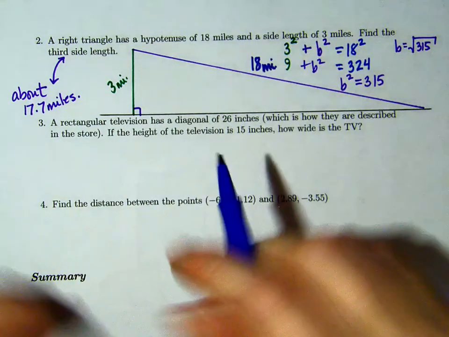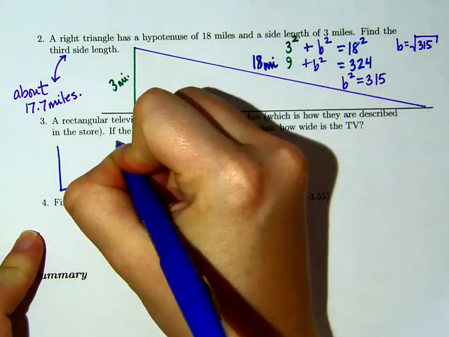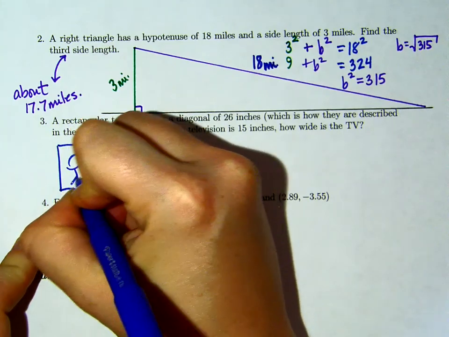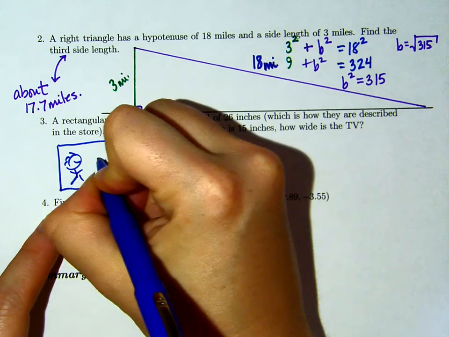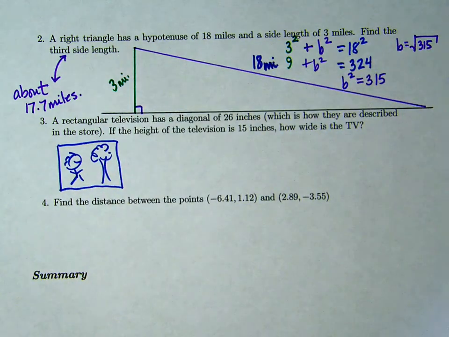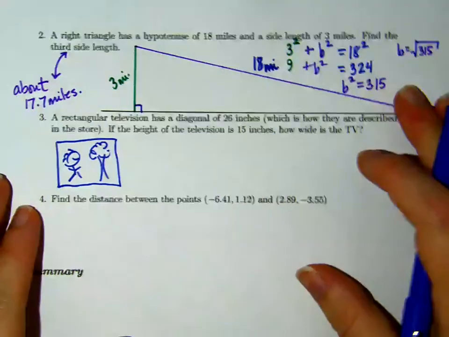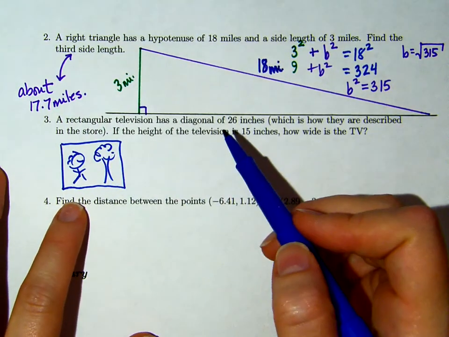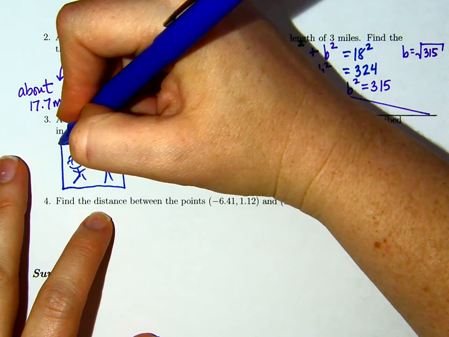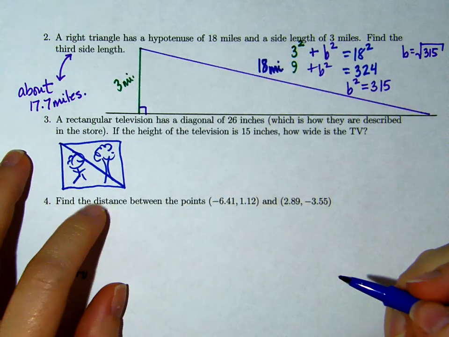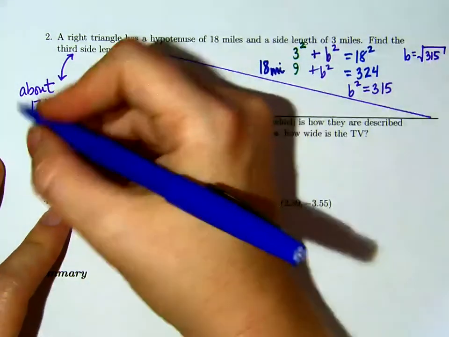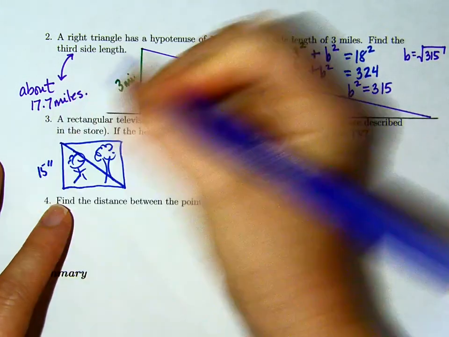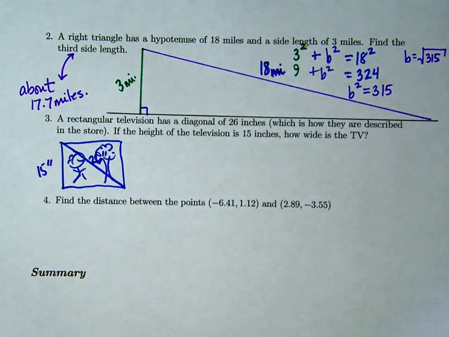A rectangular television has a diagonal of 26 inches. Whatever, that's our TV. Diagonal of 26. Got it, which is how they describe it in the store. If the height of the TV is 15 inches, and the diagonal is 26 inches, how wide is the TV?